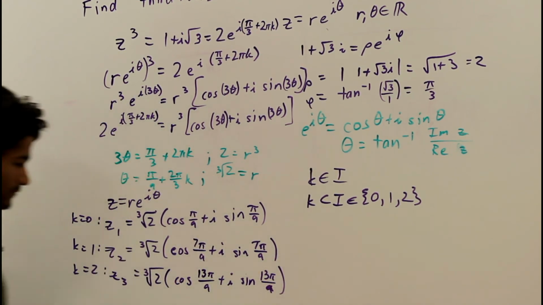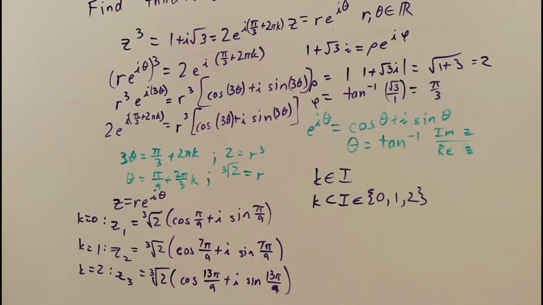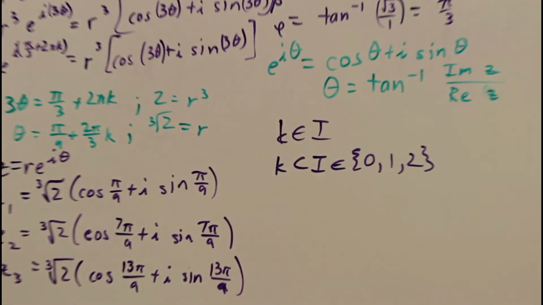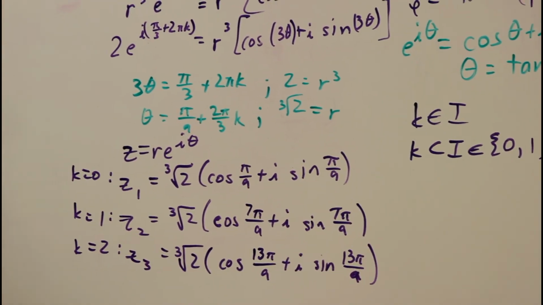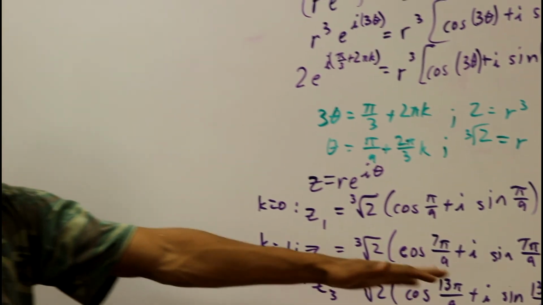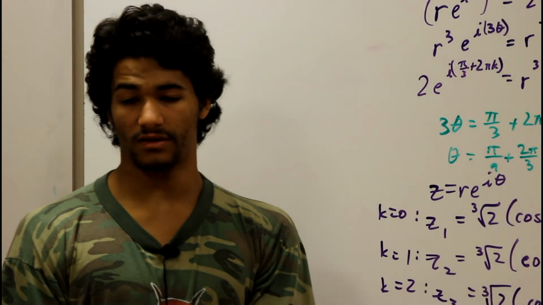And of course, you can leave it as is, as that would be the most correct. Or if you really needed a decimal approximation, you just punch it into your calculator. This concludes the complex numbers tutorial.